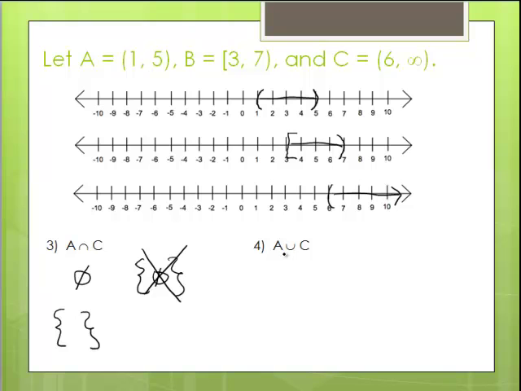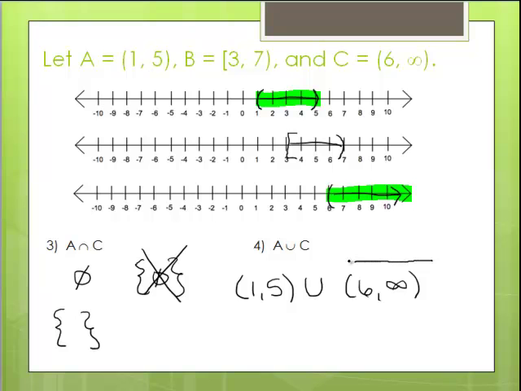Okay, how about the union of A and C? We want everything that's included in both sets. So we want all of these and we want all of these, whether or not they share anything. Well, we already determined that they don't share anything. So all you have to do is write both sets. We're going from 1 to 5, and we're going from 6 to infinity, and we're making a union out of them. So this would be the solution set for A union C.